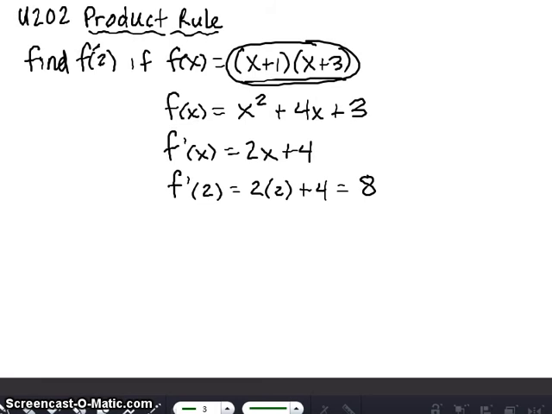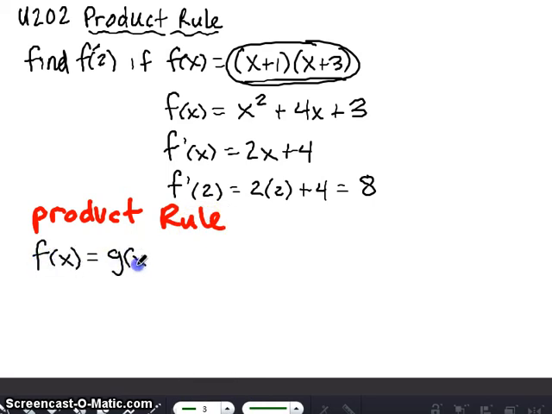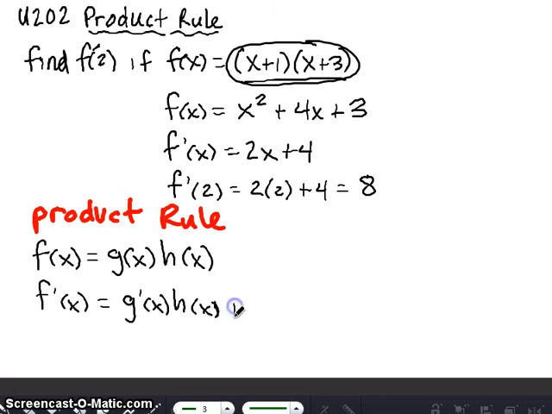So what the product rule is going to say is, if you have some function that we will call f of x, and f of x is defined by two other functions, we'll say g of x and h of x, and they are multiplied together, then f prime of x is going to be equal to g prime of x times h of x plus g of x times h prime of x.